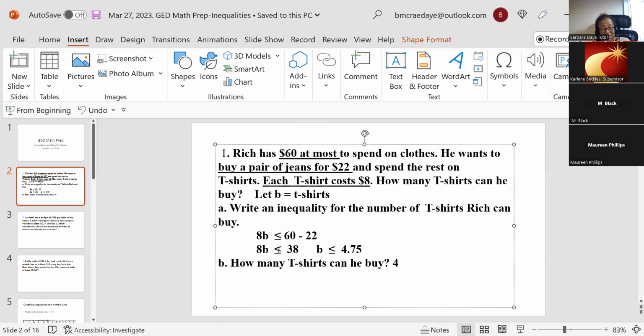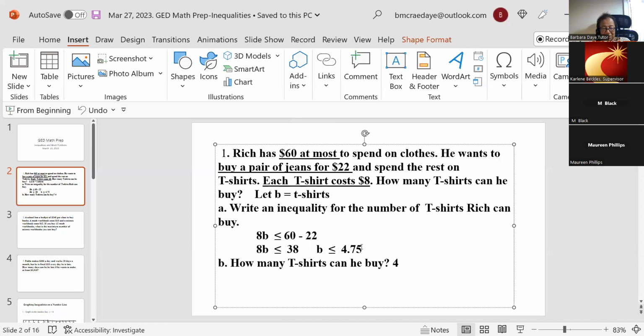So you have to be less than. That's it. Less than or equal. You can spend up to 60, look at it that way, but not over 60. And over 60 is greater than or equal. You got it? Yes, so the answer is B, less than or equal to.